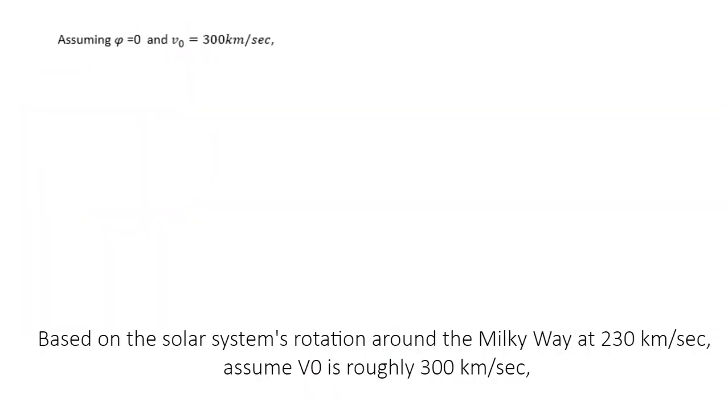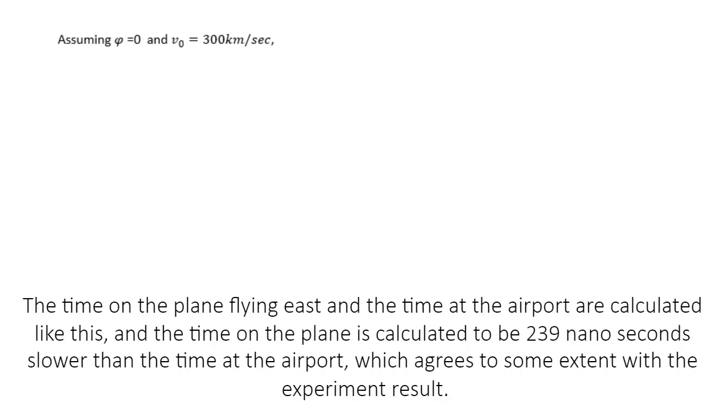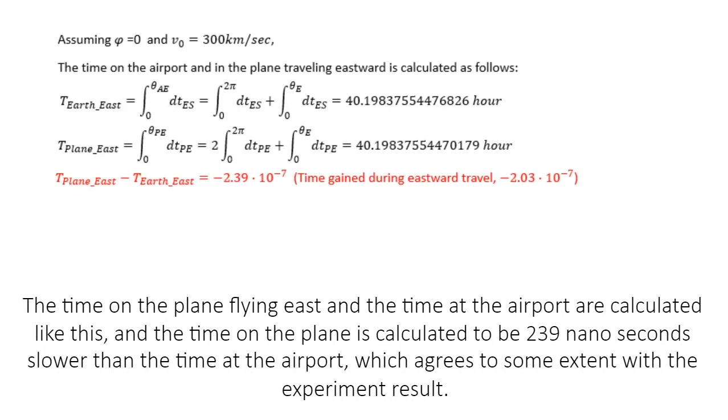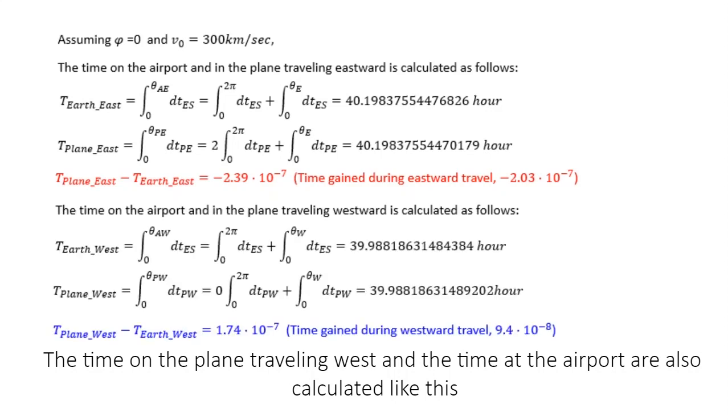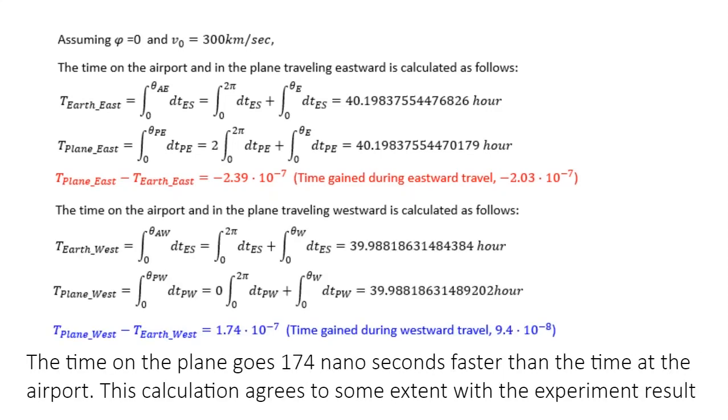Based on the solar system's rotation around the Milky Way at 230 km per second, assume v0 is roughly 300 km per second. The time on the plane flying east, and the time at the airport are calculated like this, and the time on the plane is calculated to be 239 nanoseconds slower than the time at the airport, which agrees to some extent with the experiment result. The time on the plane traveling west, and the time at the airport are also calculated like this. The time on the plane goes 174 nanoseconds faster than the time at the airport. This calculation agrees to some extent with the experiment result.